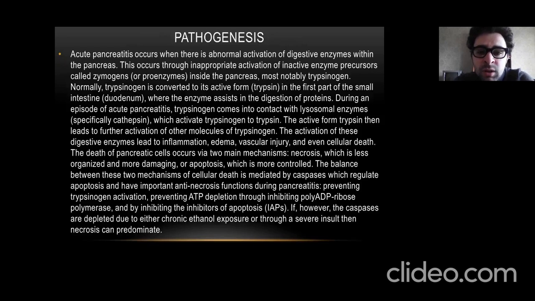How does acute pancreatitis come about? Firstly, it can be direct damage or it can be obstruction of the Wirsung duct. If there is obstruction of the Wirsung duct, there will be abnormal activation of digestive enzymes that will destroy the pancreas itself. Digestive enzymes can quickly destroy every cell in our organism, especially the active form of trypsin, which leads to activation of further digestive enzymes, and it comes to inflammation, edema, vascular injury, and cellular death. This is the main pathogenesis of pancreatitis.